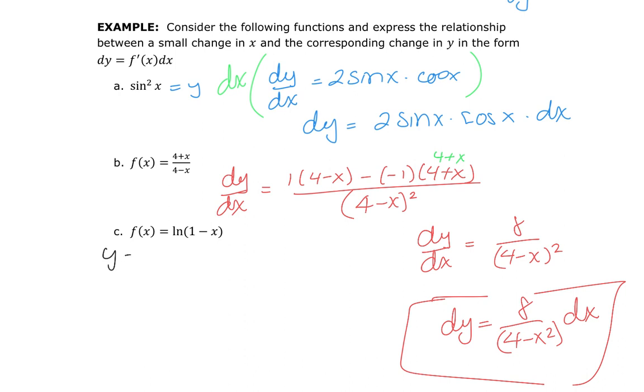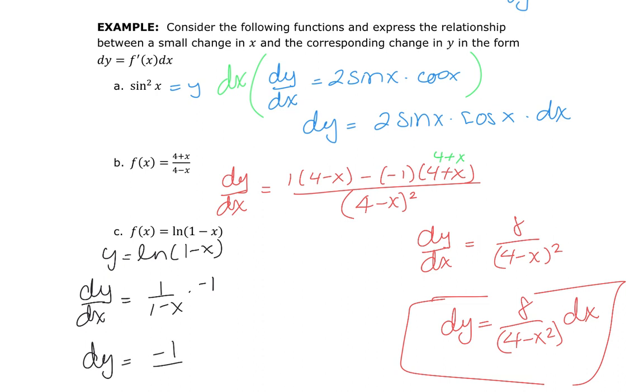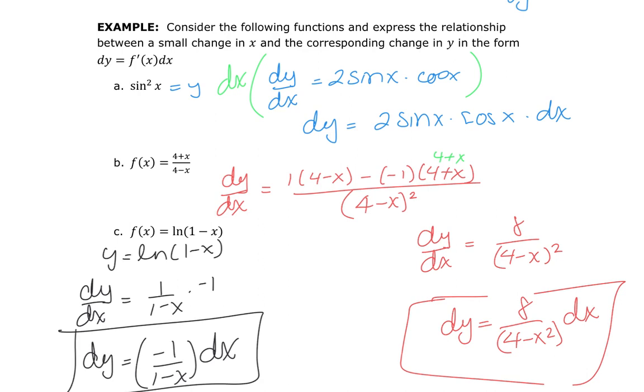So y is equal to the natural log of 1 minus x. Dy dx is 1 over 1 minus x multiplied by the derivative of 1 minus x, which is negative 1. So dy is equal to negative 1 over 1 minus x multiplied by dx. And that is my answer.